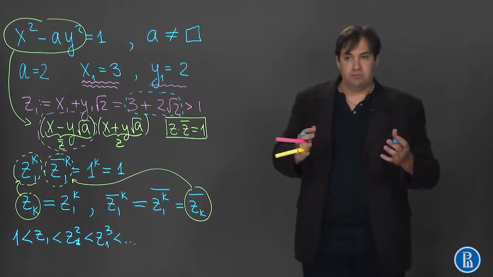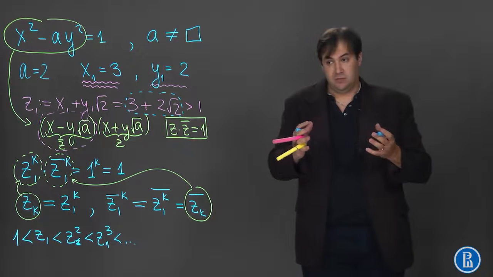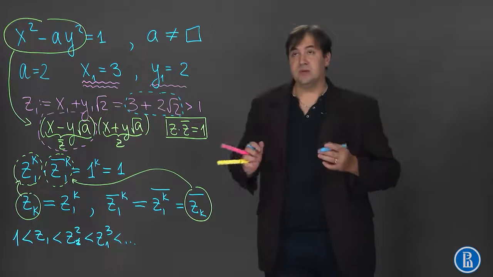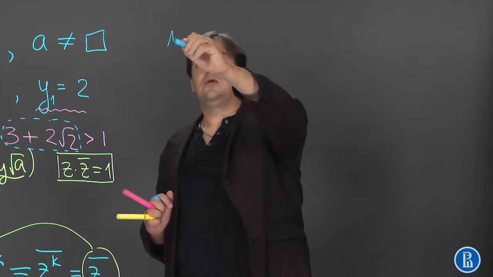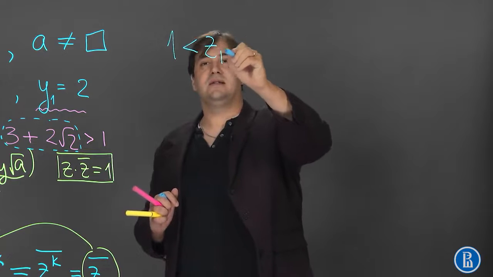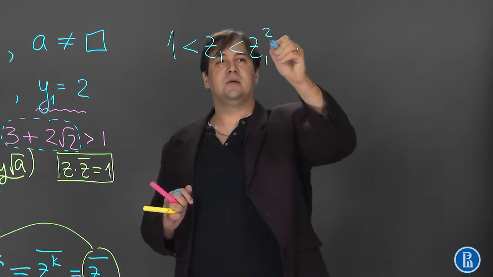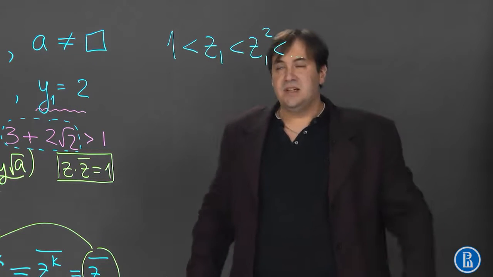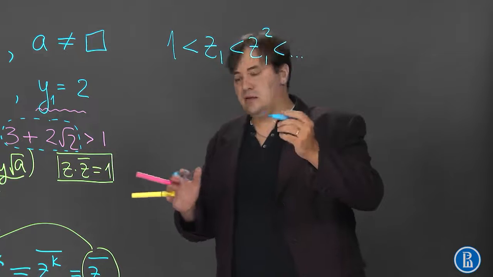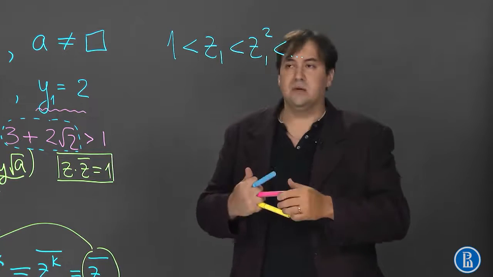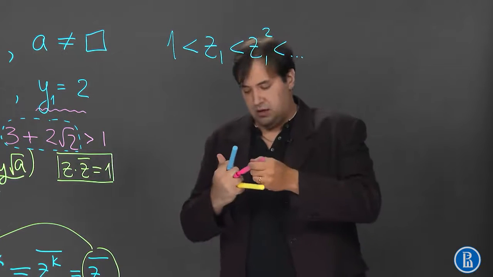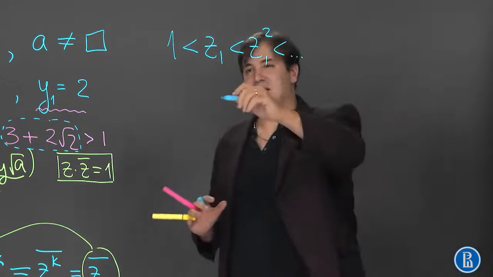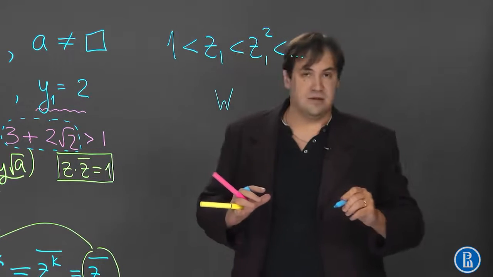Well, first of all, let us suppose that there are solutions other than those in the sequence below. So let me write this sequence once more. It's 1, and it's z1, and it's z1 squared, and so on, and so on. It is infinite. And let us suppose that there is a solution. Let's denote it, not z, but w, because we don't want to mix it with these solutions. Well, we have another solution.